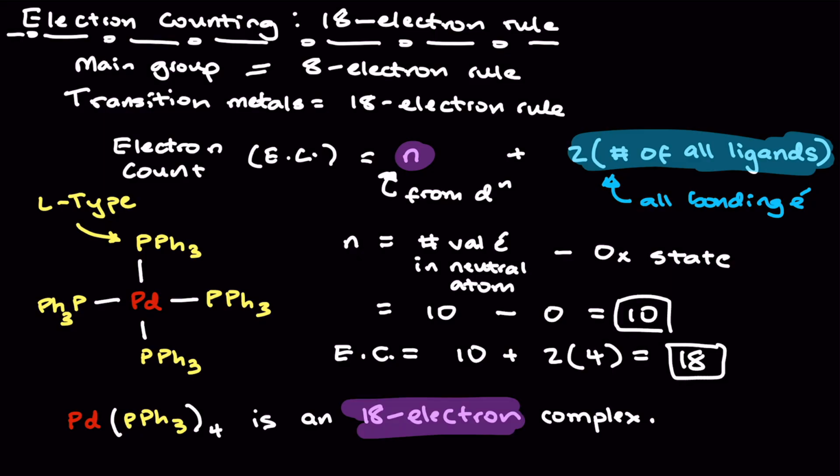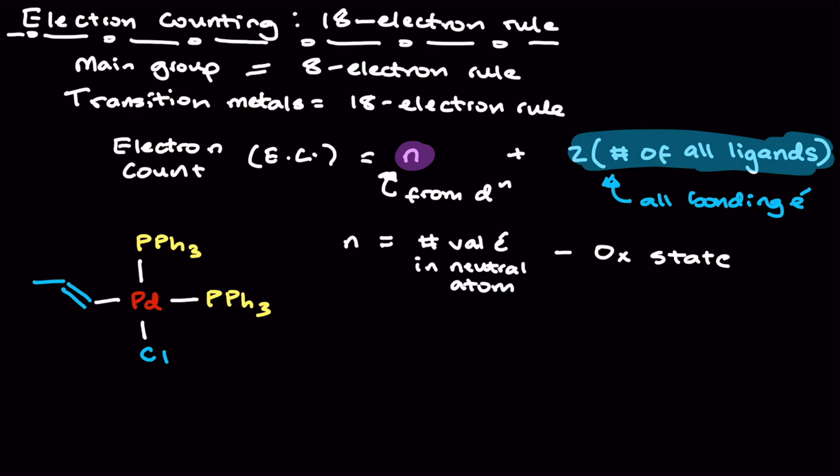And so we can say that the palladium with 4 triphenylphosphines coordinated to it is an 18 electron complex, which is telling us that this palladium is actually very stable from an electronic point of view because it has the full noble gas configuration around this particular metal.